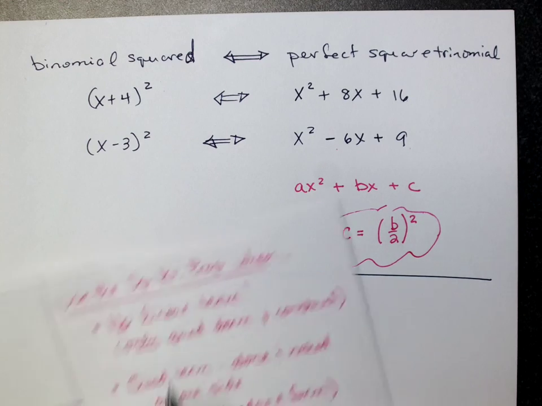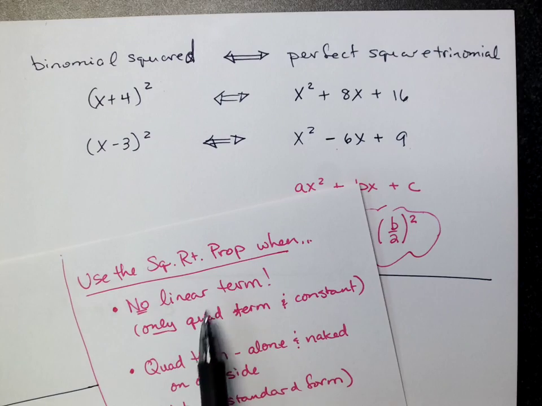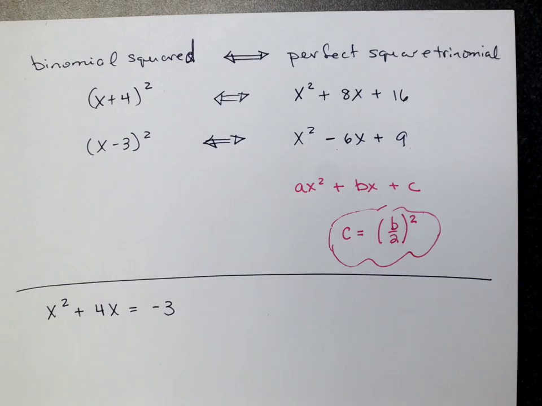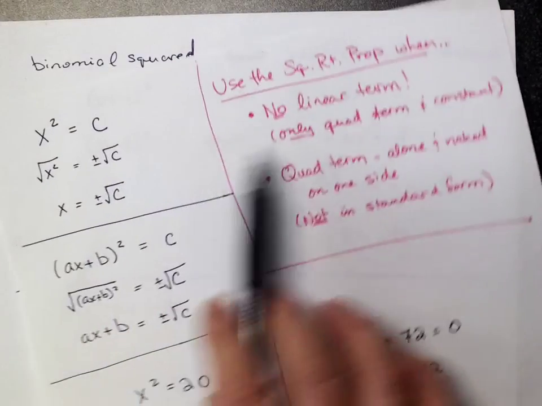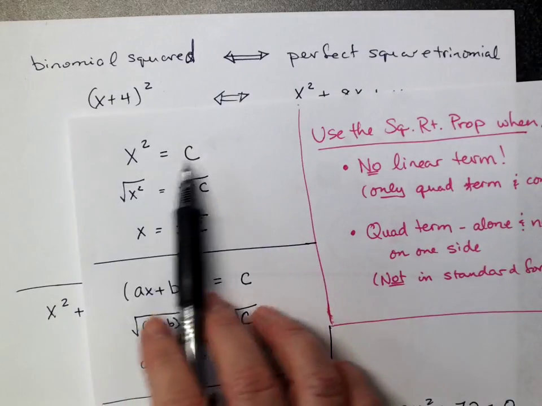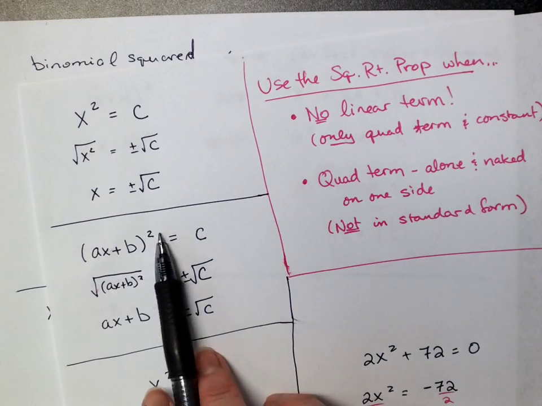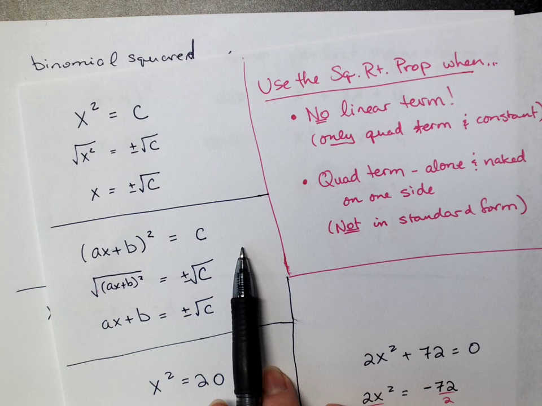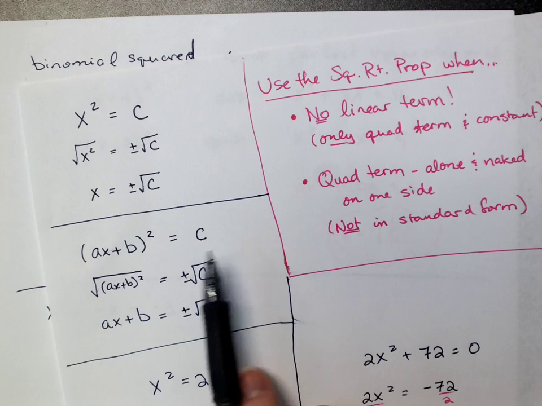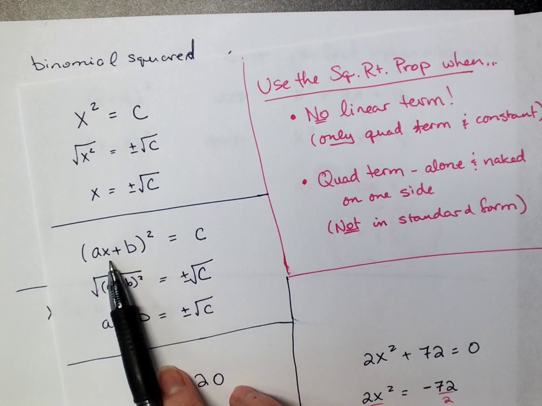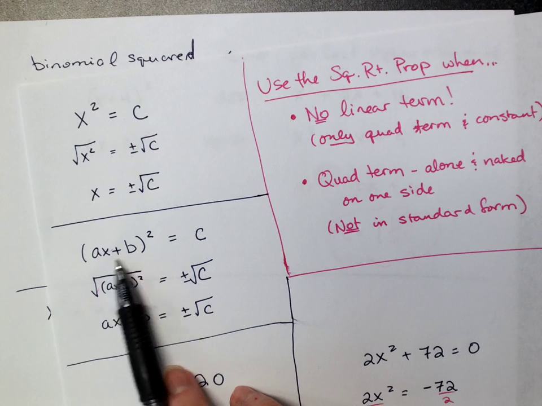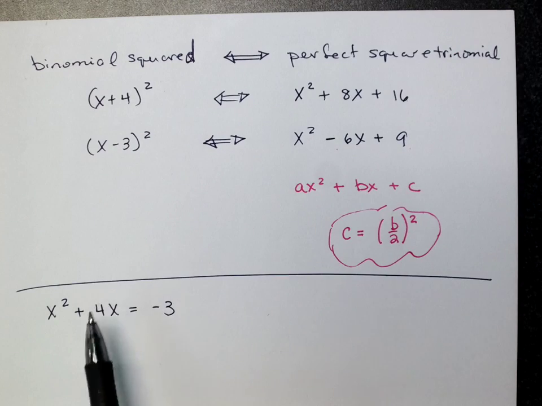In order to use the square root property, you have to have no linear term, only a quadratic and a constant. But remember, the other form of our square root property is not just x squared equals c, but also binomial squared equals c. So if we have just a number on the right but a binomial squared on the left, that's good too. Maybe we can make a binomial squared, and then we can use this property.